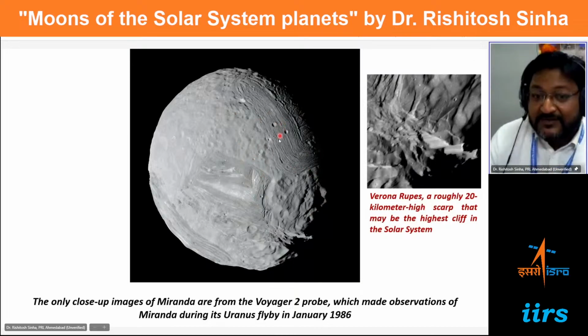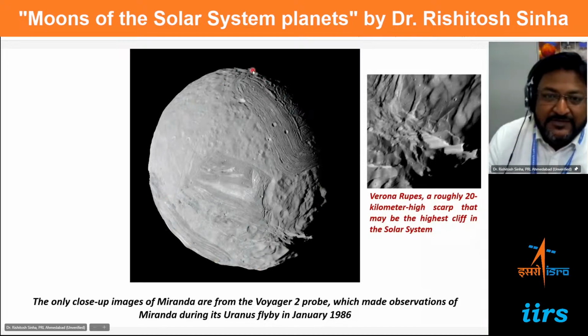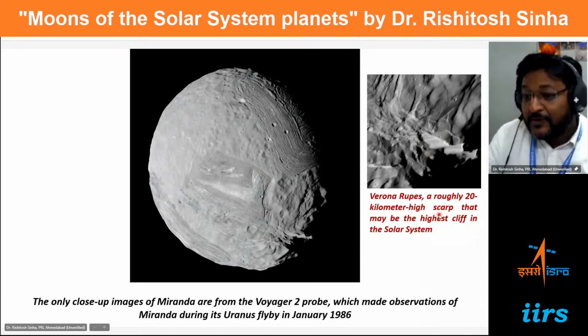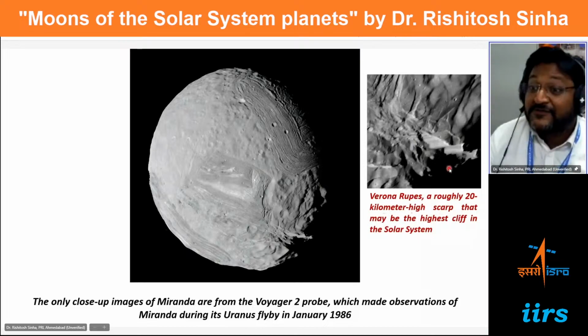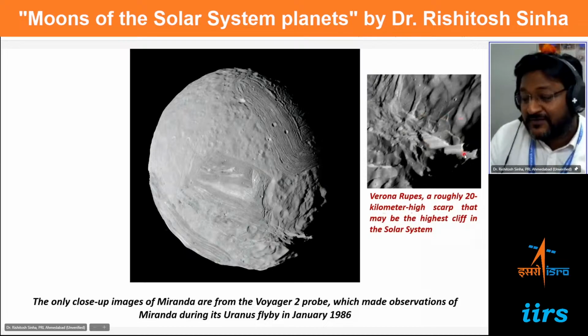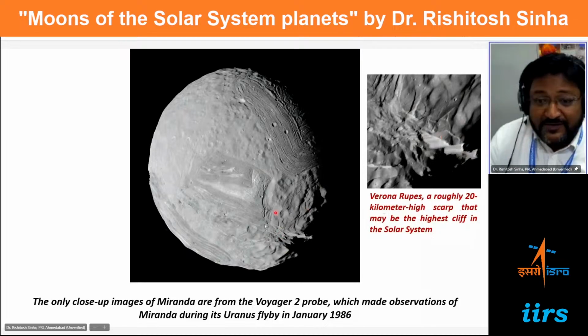But nevertheless, although only once, what we have seen is that it is a very complex surface. You can see a lot of features. You can see a 20-kilometer-high scarp there. How high is Olympus Mons on Mars? It is 23 kilometers high, but that is a volcanic mountain. Here we see a scarp, which could be tectonic, and that has a height of 20 kilometers. So then how could it have formed?